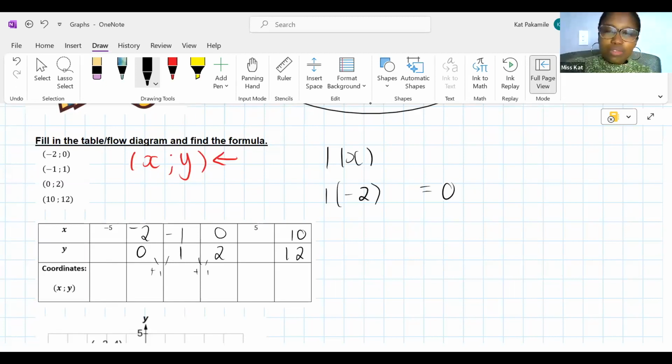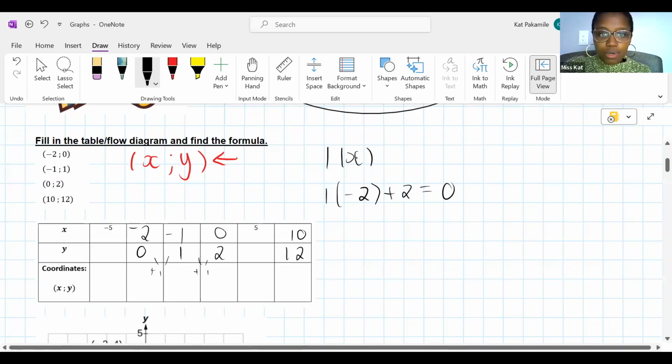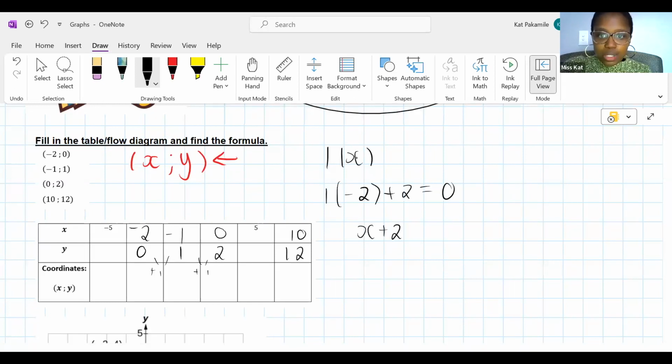I said we were doing this for homework. I wonder if anybody actually did it. Yes, Tabang, we did it a very long time ago. There we go. Paul has figured it out. We have to add 2. So our formula would be x plus 2 is equal to y.